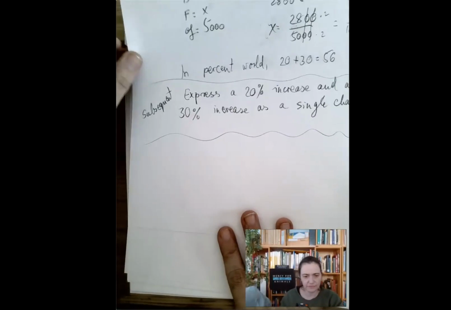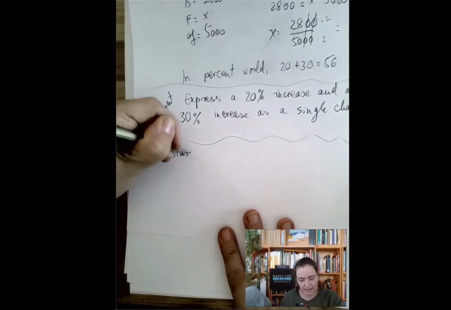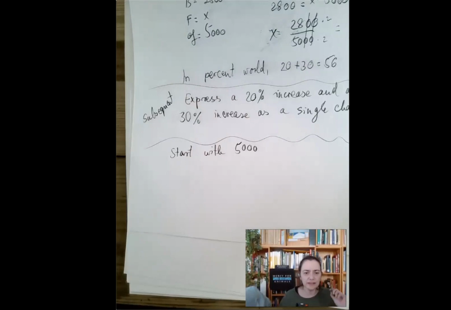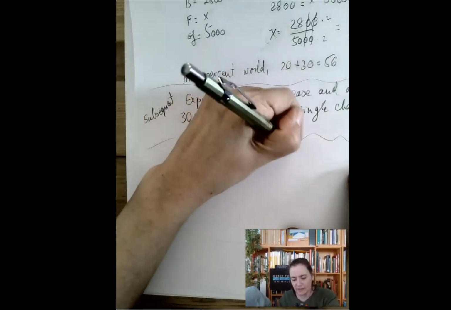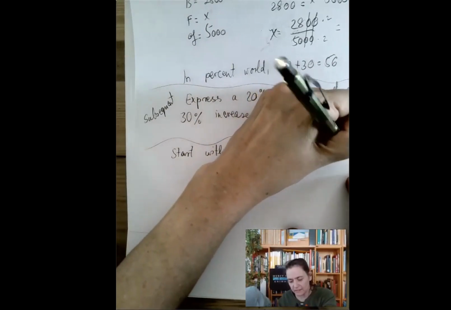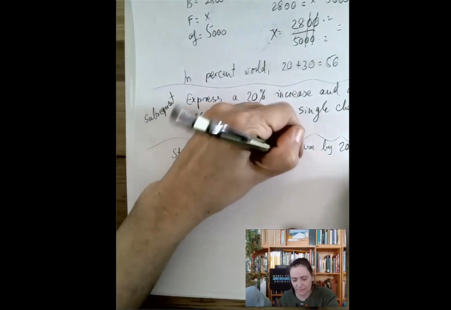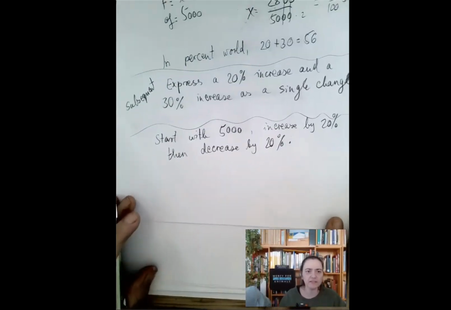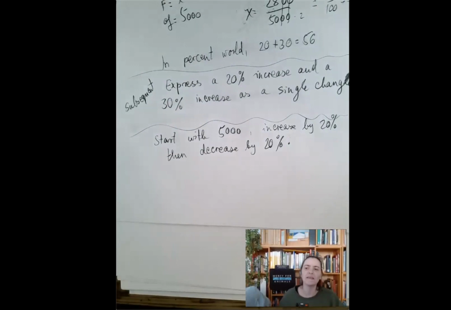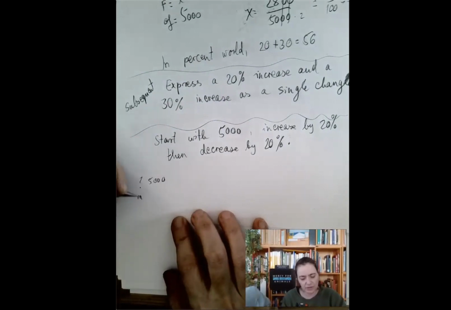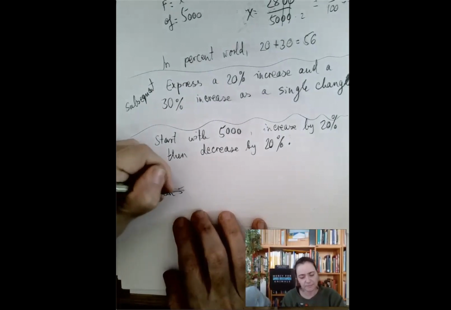Let's start with this 5,000 again. Start with 5,000, and here is what I want to do. We're going to increase it by 20% and decrease it by 20%. Do you think we're going to get 5,000, more than 5,000, or less than 5,000? So first, we're going to increase by 20%, then decrease by 20%. What do you think? What is your hunch? We're going to solve this. It's a type 1 and then a type 2. But just what is your hunch? Are we going to get 5,000 back, more than 5,000, or less than 5,000?